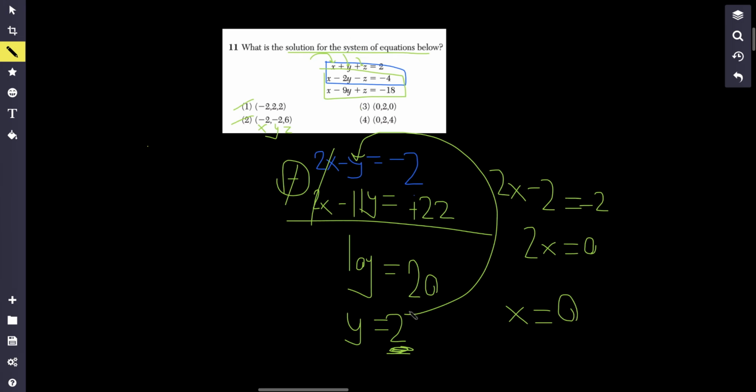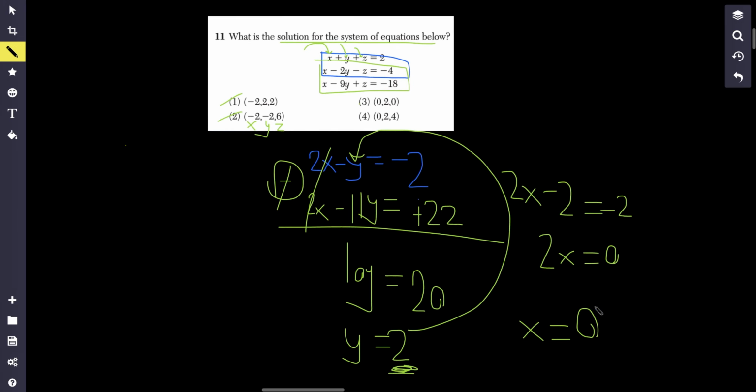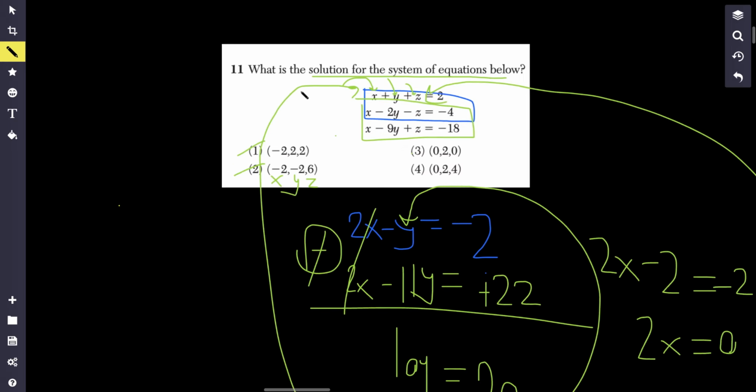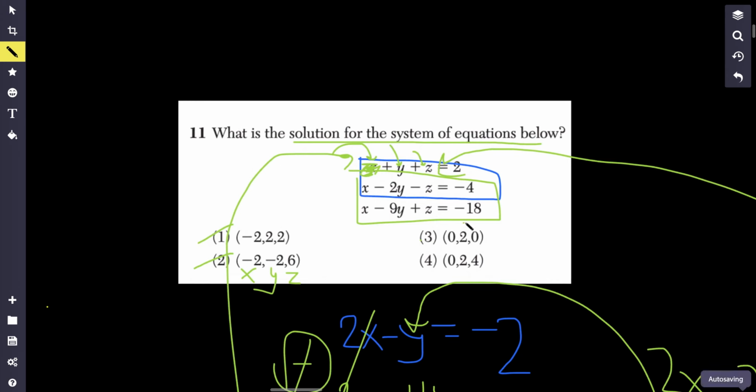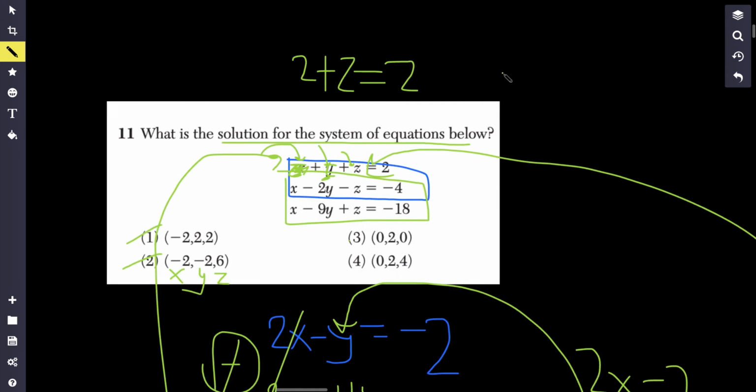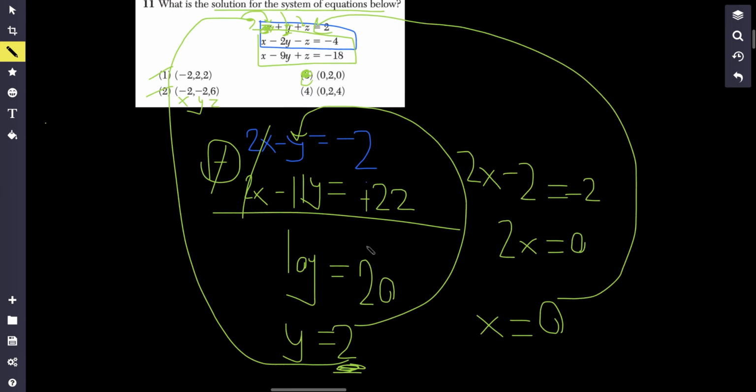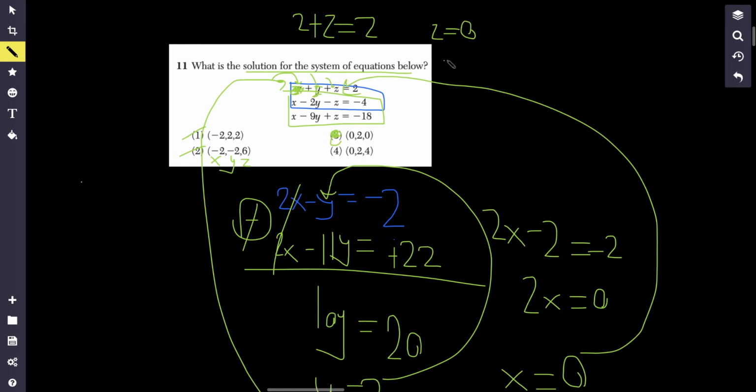Now what I'm going to do is take y is equal to 2, x is equal to 0, and plug it back into the big equation. So you can kind of see where I'm going. I know x is equal to 0, I know y is equal to 2, so I'll just get 2 plus z is equal to 2, which means that z has to be equal to 0 as well. And that means that number 3 is our answer, right? We have 0, 2, 0.